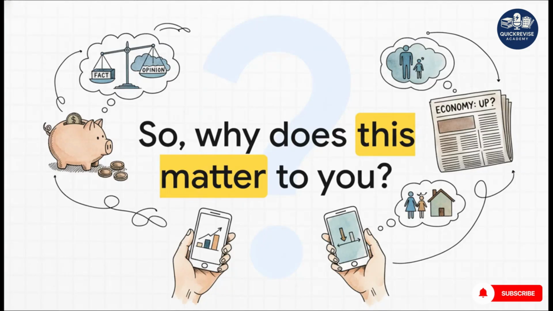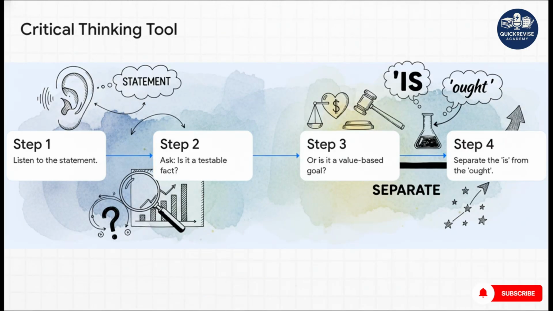Let's make this personal. Why does being able to tell the difference between a fact and an opinion about the economy actually matter to you in your day-to-day life? Because it gives you this simple but really powerful framework. The next time you hear an economic claim, you can run it through this mental checklist. Step 1, just listen. Step 2, ask yourself, hey, is this a testable fact? Can I prove it right or wrong? Step 3, or is this a goal based on someone's values? And the most important part is step 4, learning to consciously separate the is from the ought.